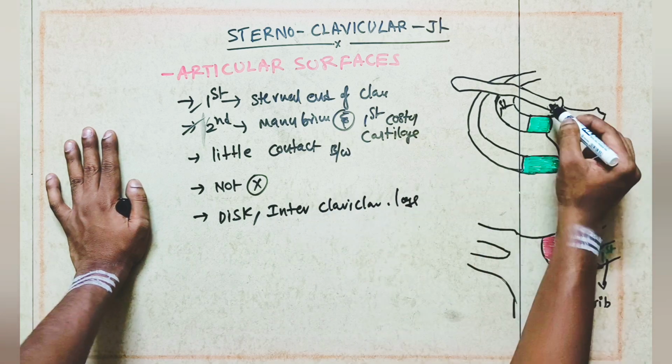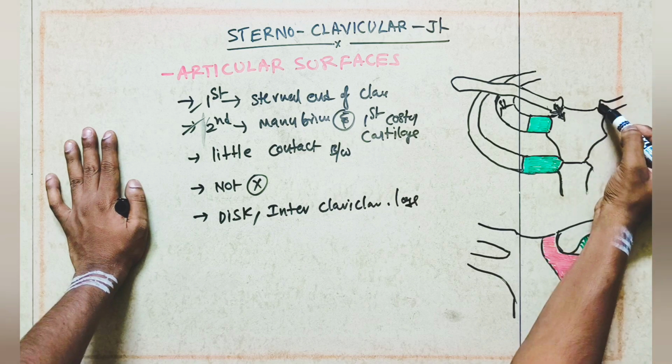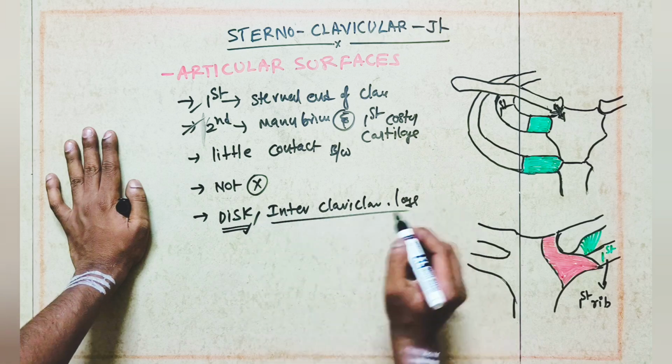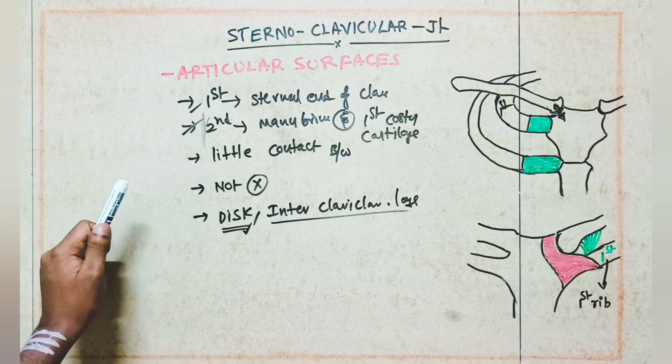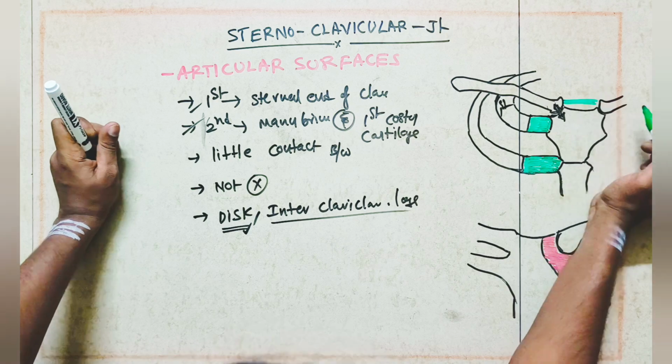ligament. What is this ligament? Here we have one clavicle, and in the same way, one more clavicle will be there. So the superior portions will be connected to the articular disc and the interclavicular ligament. The interclavicular ligament is the ligament present between the 2 clavicles.